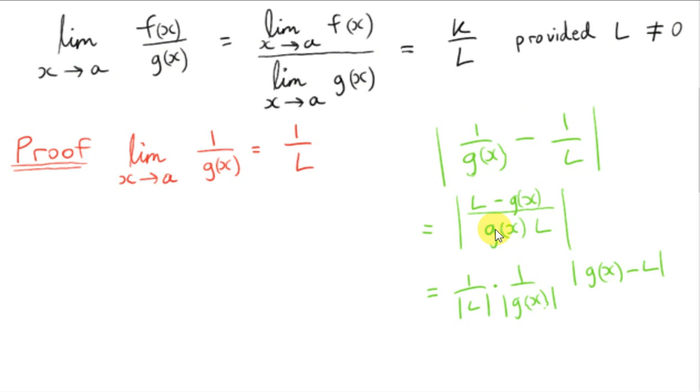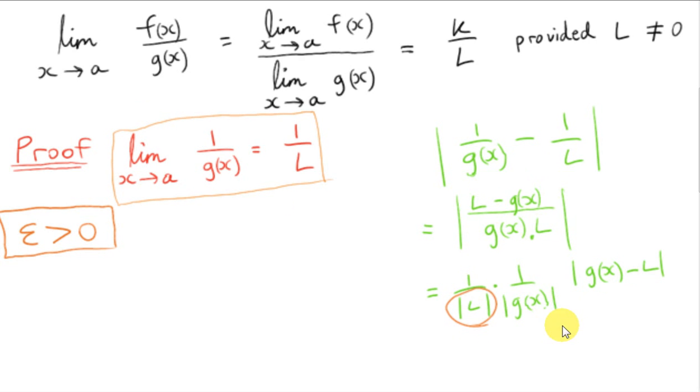So we can combine these two fractions together, get a common denominator of g of x times L. The magnitude of a quotient is the quotient of the magnitudes, so we get the magnitude of L minus g of x. Well, that's actually the same as the magnitude of g of x minus L. G of x minus L is just got by minusing L minus g of x, and when we get the magnitude of a negative quantity, it doesn't change anything. Then we have the magnitude of the product here in the denominator. Now we are going to look carefully at these three quantities.